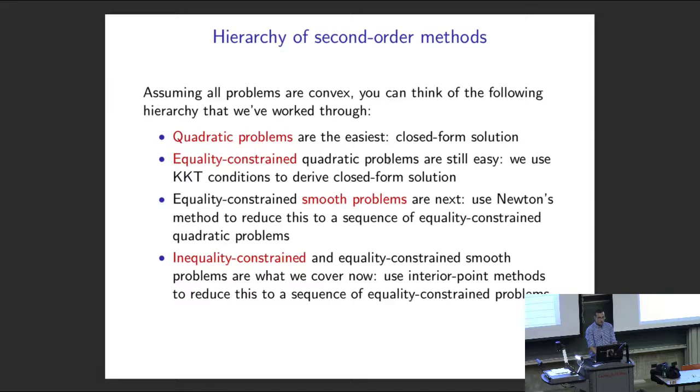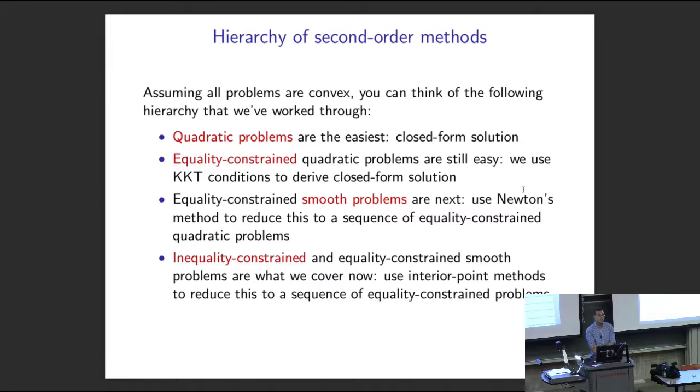Equality constrained quadratic problems are also easy. If you have a quadratic subject to equality constraints, you just take the KKT conditions, and that gives you another closed form solution where you solve a bigger linear system. The next thing we talked about were equality constrained smooth problems. Instead of minimizing a quadratic subject to equality constraints, you minimize a twice differentiable function subject to equality constraints. This is where Newton's method comes in.